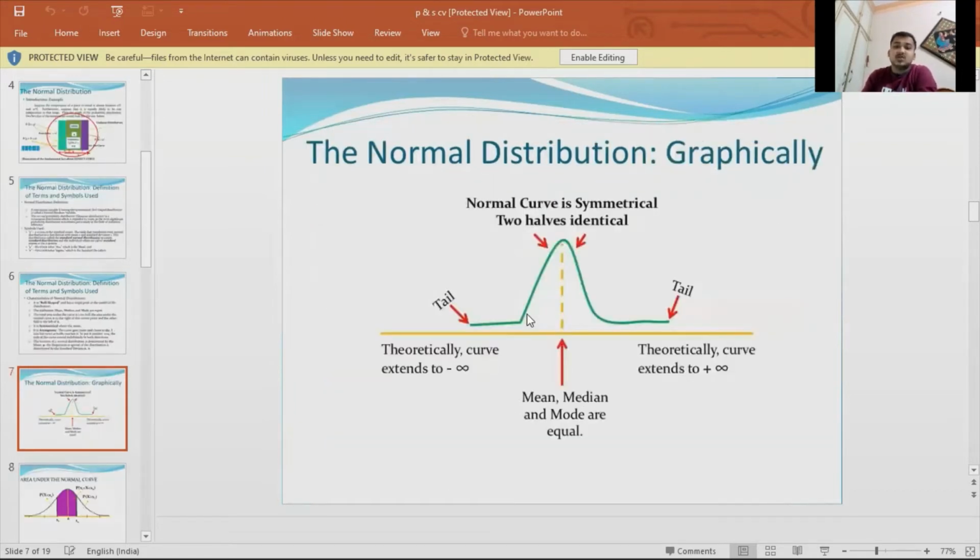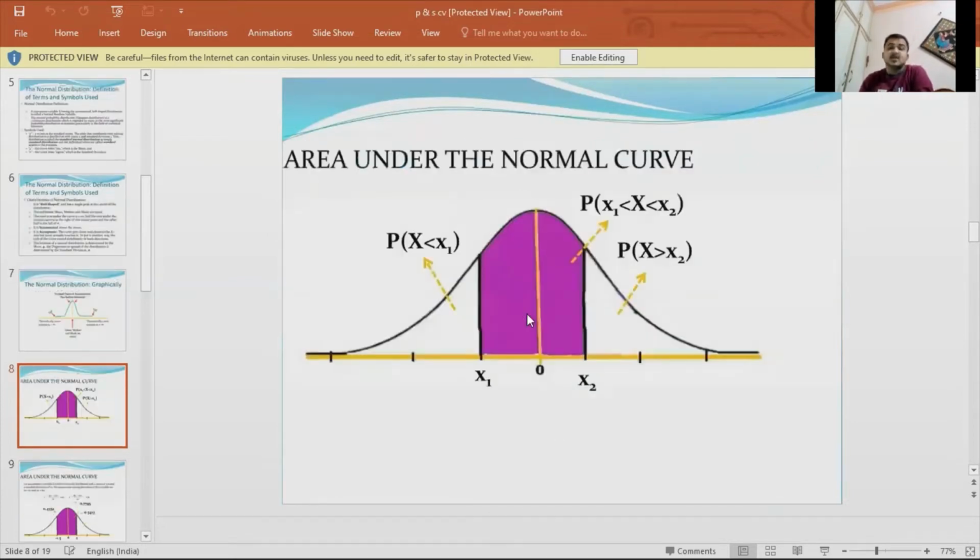The normal distribution graphically can be represented as follows. The normal distribution is symmetrical, the two halves are identical, with tails at the ends and the most part in the middle. The median, mean and mode are equal. The theoretical curve extends from minus infinity to plus infinity. The areas under the curve, P(x less than x1), P(x1 less than x less than x2), P(x greater than x2), represent the following areas.